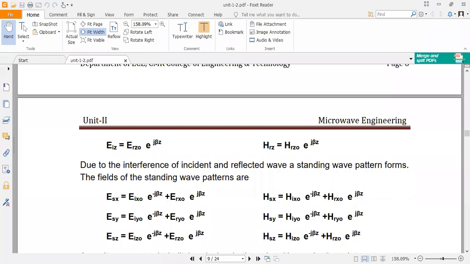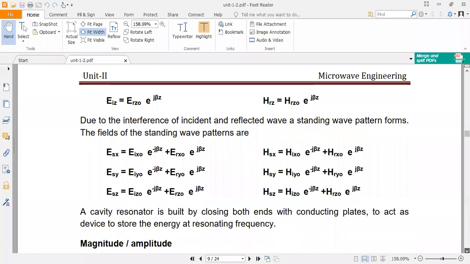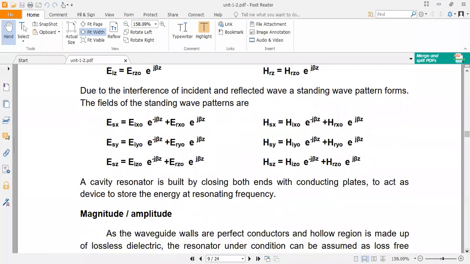Any doubt in these 6 expressions, Amma? Understood? Are you able to follow? Yes, ma'am. Up to this, is it clear? There are 62 students present. Are you able to follow? Yes, ma'am.